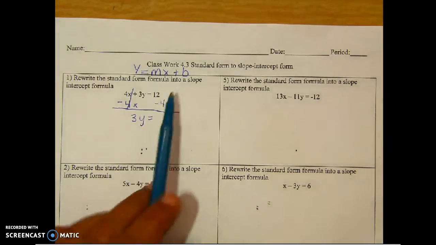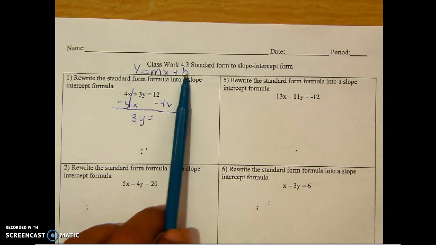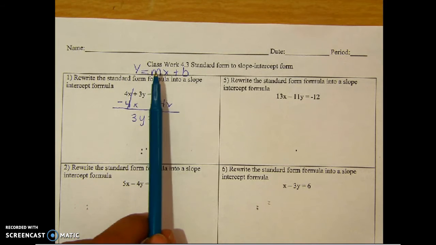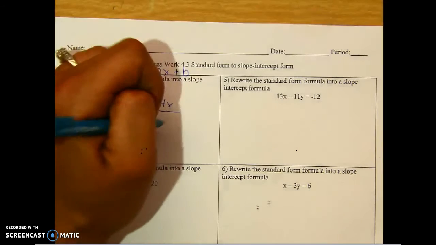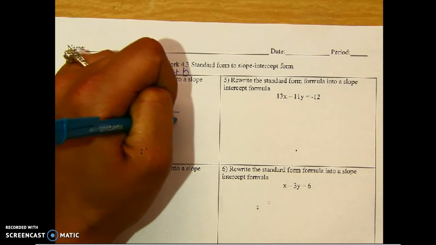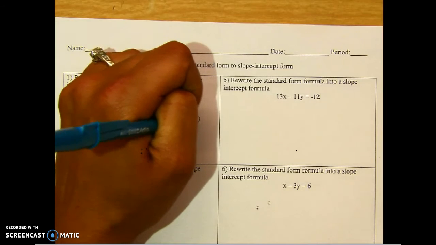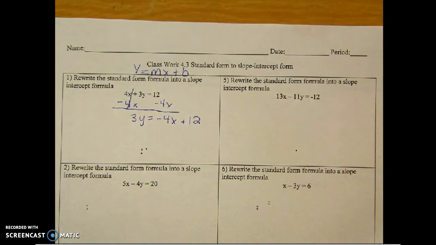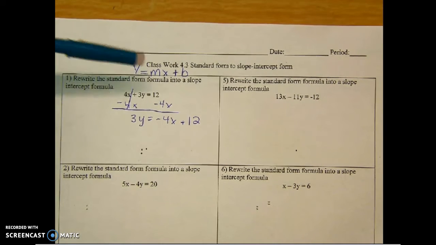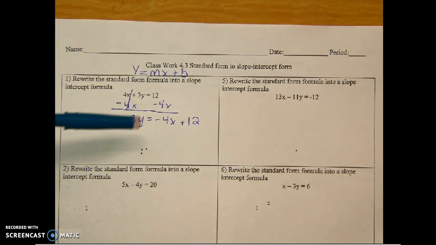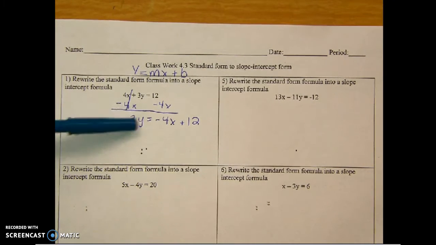equals. The way I know what goes first is I'm going to go back to my slope-intercept form. Mx is first, so I'm going to write my negative 4x plus 12. Okay? I'm going to go back to my guidance here. Y equals mx plus b. Y equals, here's my problem here.